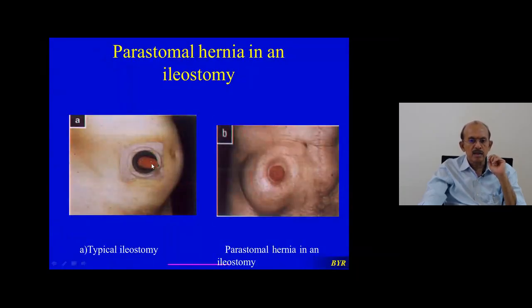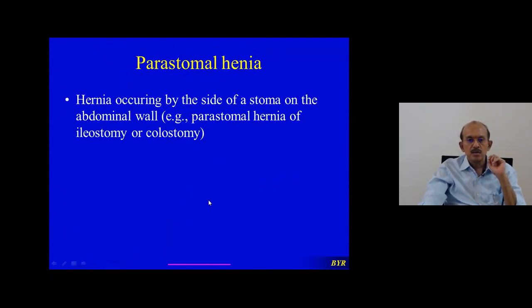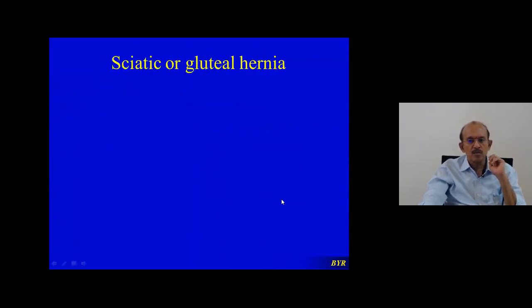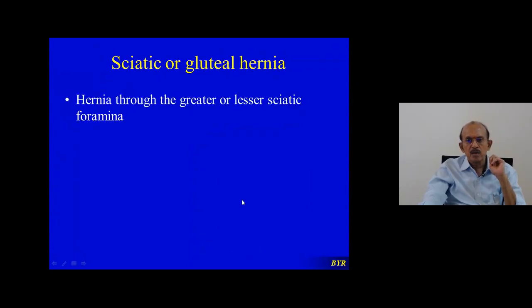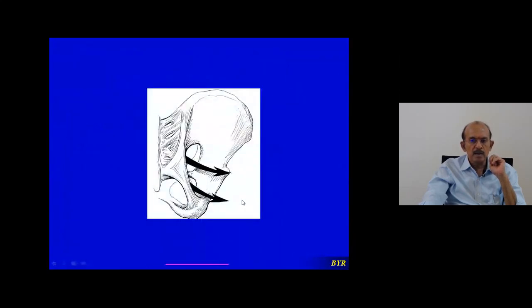This is also an ileostomy. This is a para-ileostomy hernia. Parastomal hernia means hernia occurring by the side of a stoma on the abdominal wall. Sciatic or gluteal hernia, hernia through the greater or lesser sciatic foramen, presents as sciatica or gluteal swelling. Treatment, mesh repair.